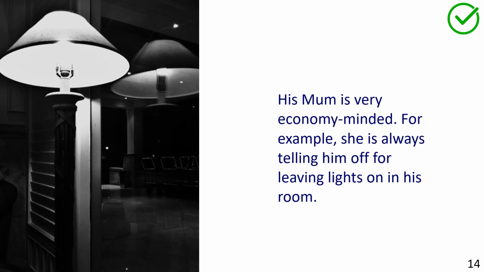Notice these 2 sentences, the second sentence beginning with, for example. His mum is very economy-minded. For example, she is always telling him off for leaving lights on in his room. You could also join these sentences into one using a semicolon. For example follows the semicolon, which is followed by a comma.